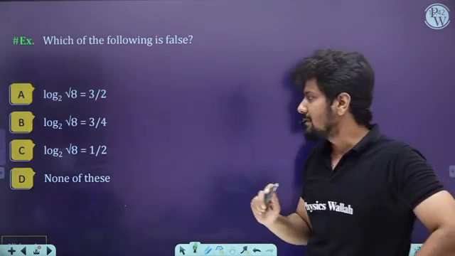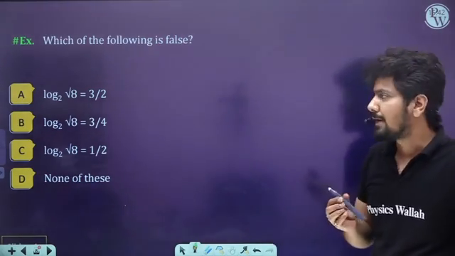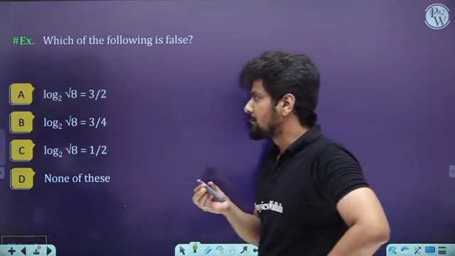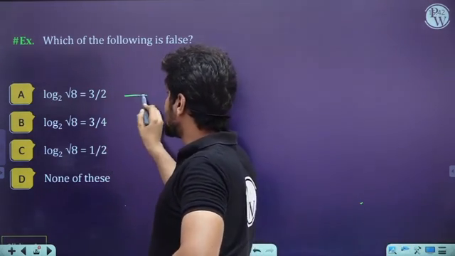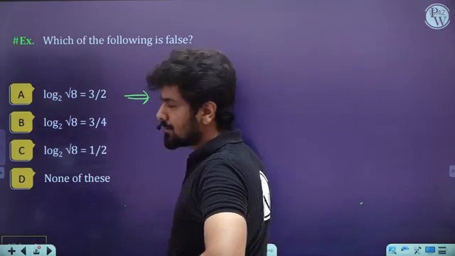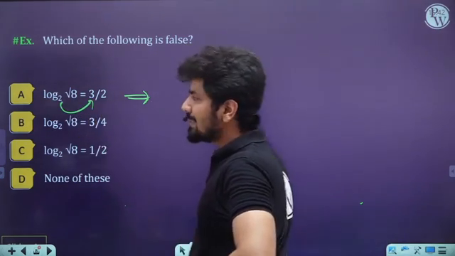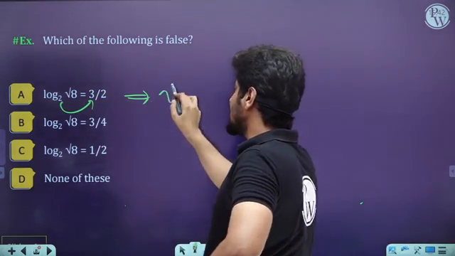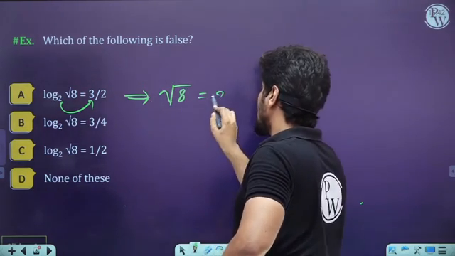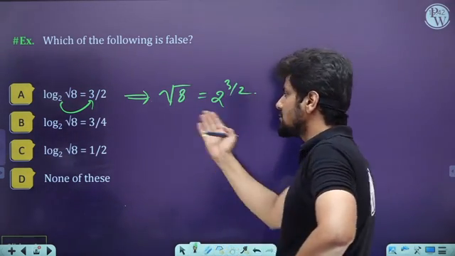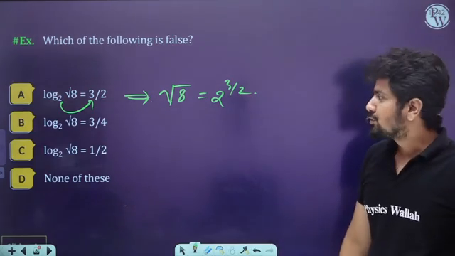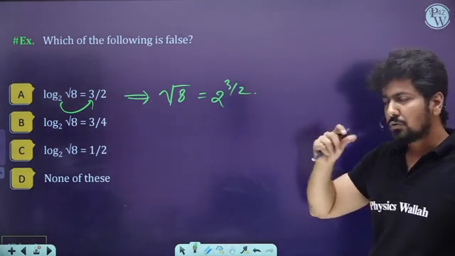One of the statements is false. Okay, we are looking for that. Now, you can simply convert it into the exponential format, that 2 raised to the power 3 by 2. Basically this statement is saying that under root of 8 is equal to 2 raised to the power 3 by 2. Is this true? You tell me, is this true?